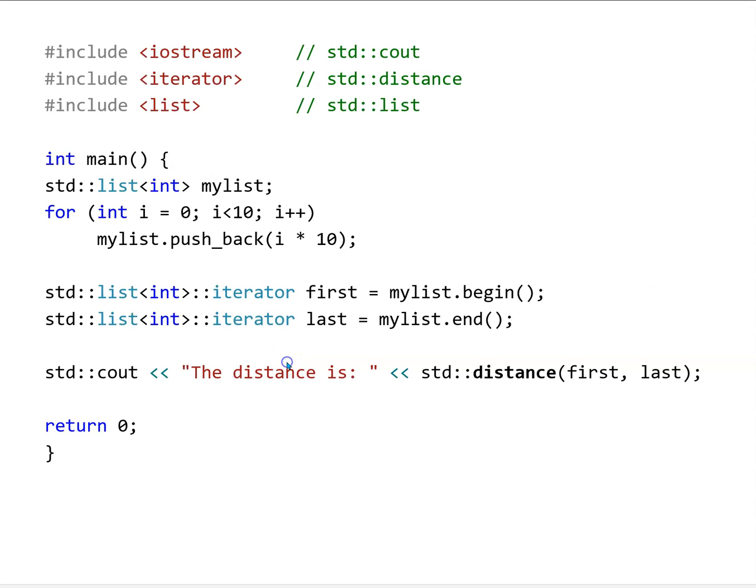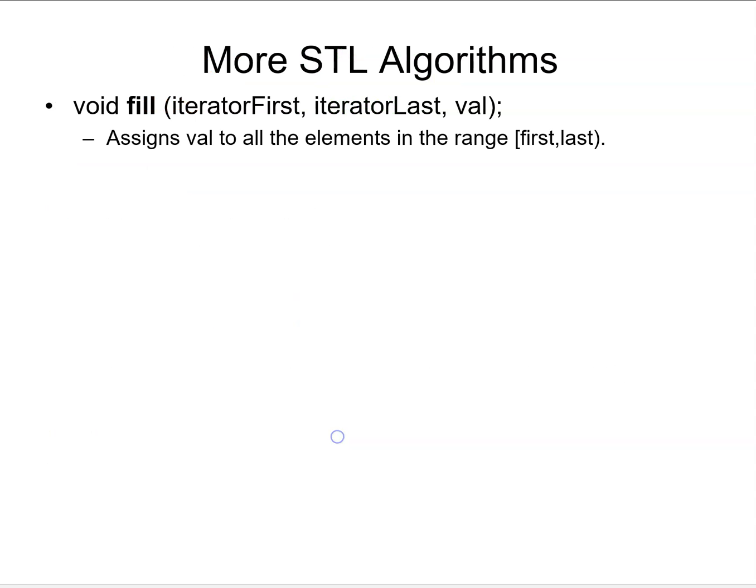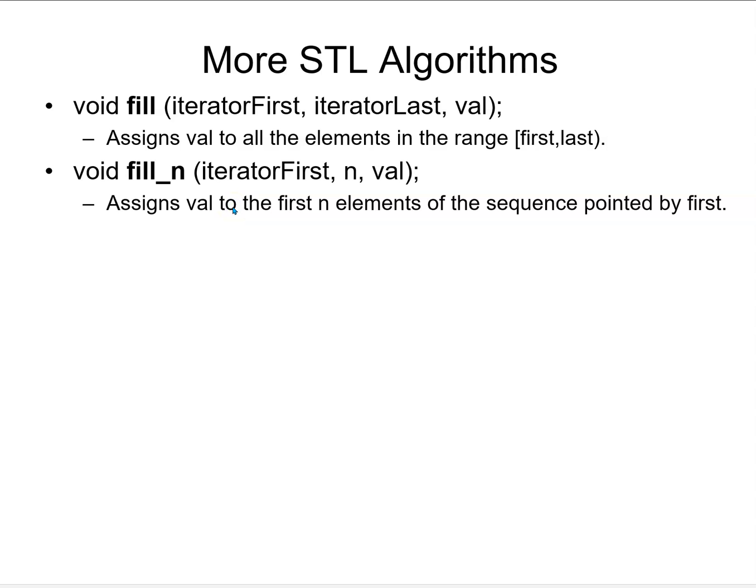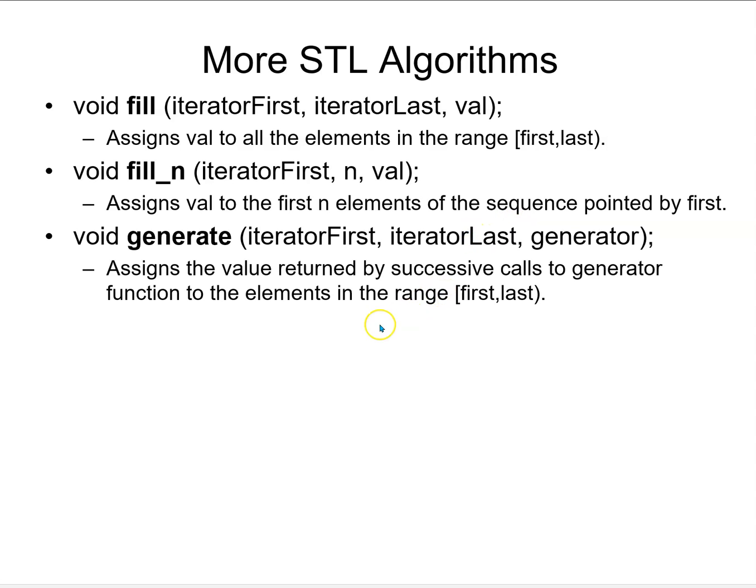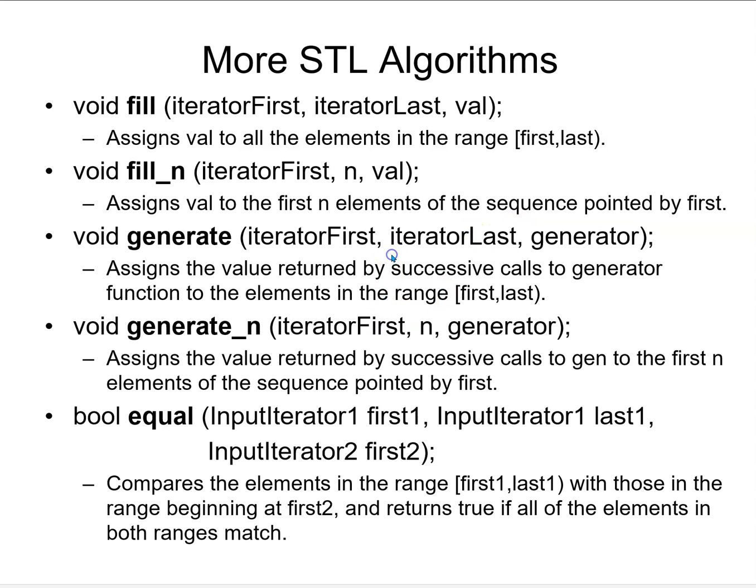Distance returns the distance between two iterators. Here's a quick code example for that. And there are other algorithms. We can use the fill algorithm to iterate from first to last and fill it in with a value. Fill_n assigns a value to n elements of the sequence. Generate_n, and so forth.